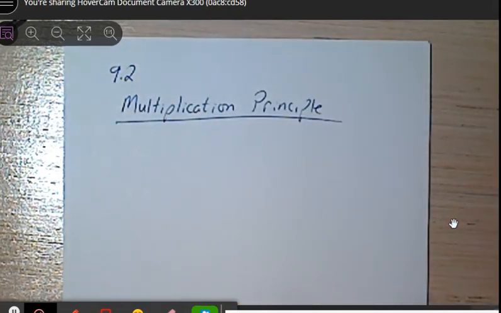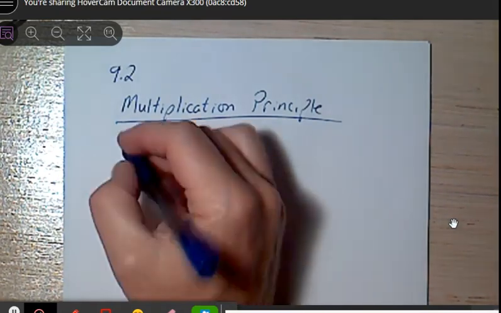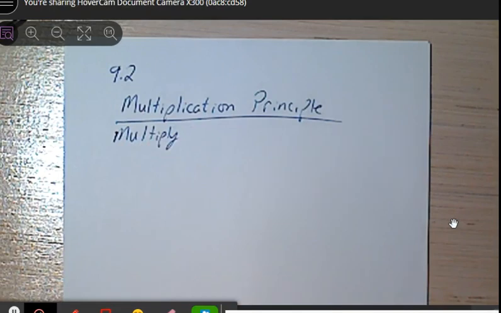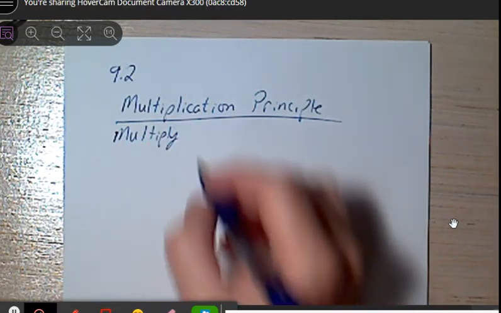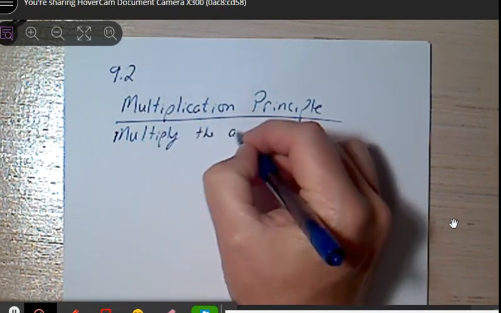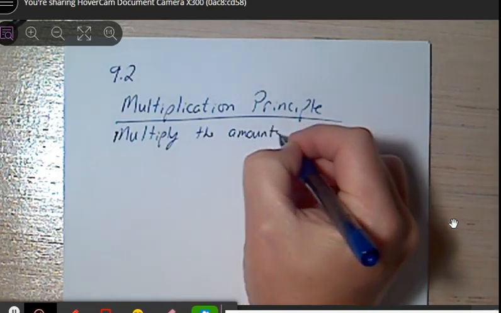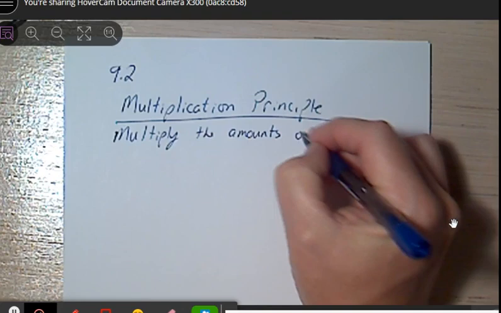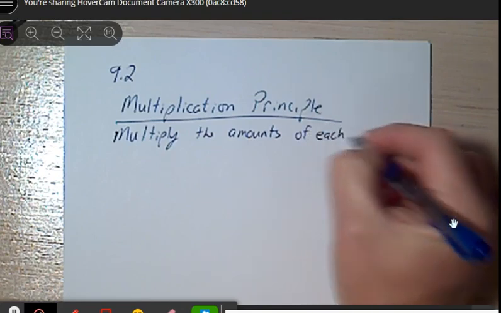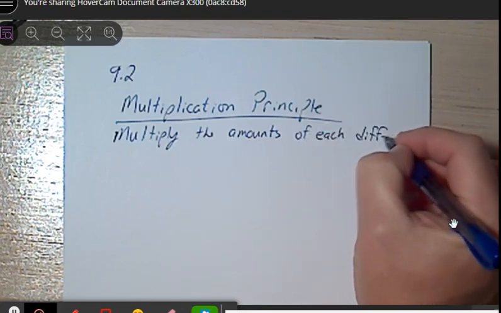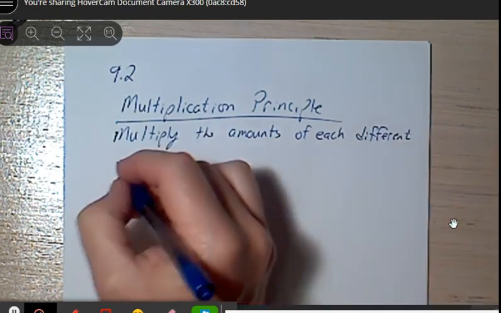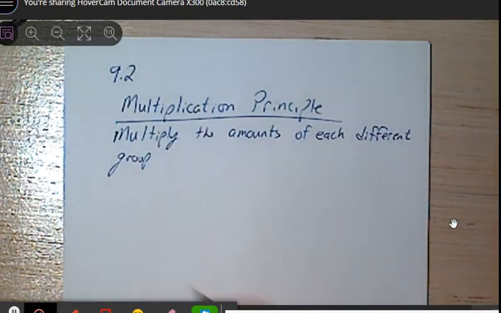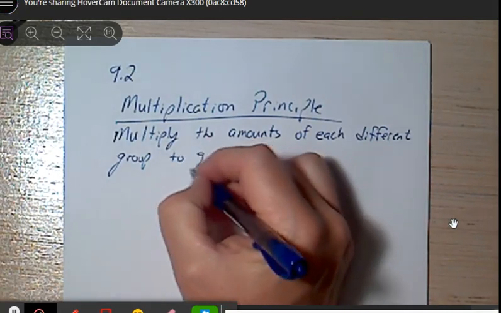All right, and I'll paraphrase basically what it is for this part. Basically the multiplication principle says that you're going to multiply the amounts of each different group to get the number of choices.